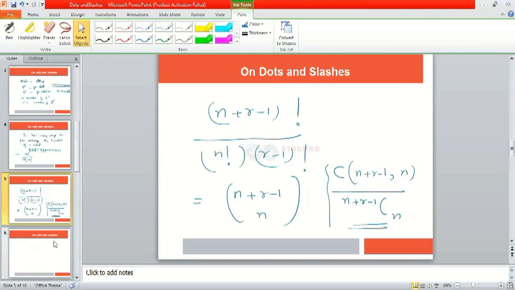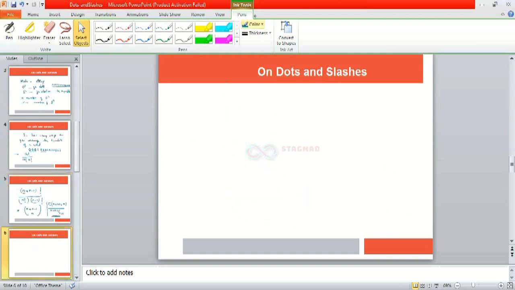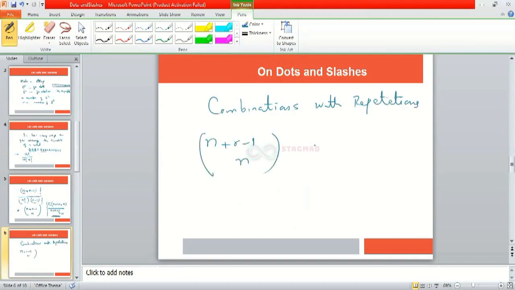In combinatorics books, this is written under the title of combinations with repetitions. So I kind of gave a proof for why it can be captured by n plus r minus 1 choose n number of ways. I want to end this short talk by looking at a Diophantine problem.